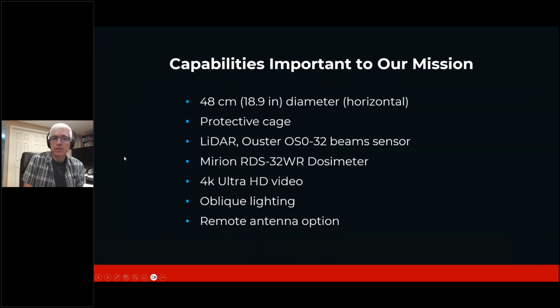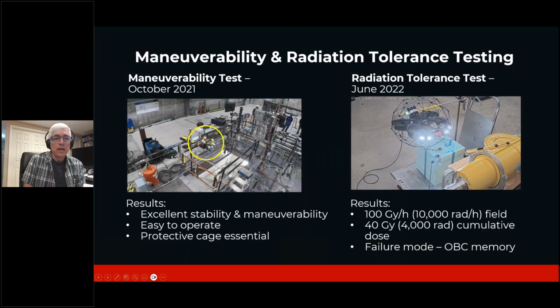These were the capabilities that were very important to us in order of importance. So the size, the protective cage, the fact that it has a LiDAR sensor on it, and the dosimeter, very important. We also really were happy to be able to get really good quality video from inside the vault. The oblique lighting helped in the dust, and then the remote antenna option helped us get the signal out.